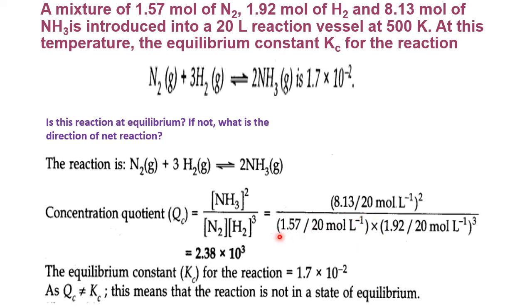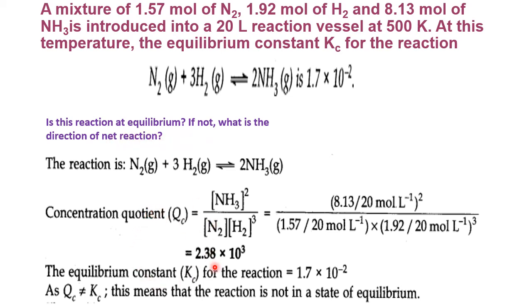After the simplification, Qc equals 2.38 into 10 to the power 3. What is the Kc value? It is 1.7 into 10 to the power minus 2. What is the Qc value? It is 2.38 into 10 to the power 3, which are unequal. When Qc is not equal to Kc, the reaction is not at equilibrium. Then what is the next question? What is the direction of the net reaction?